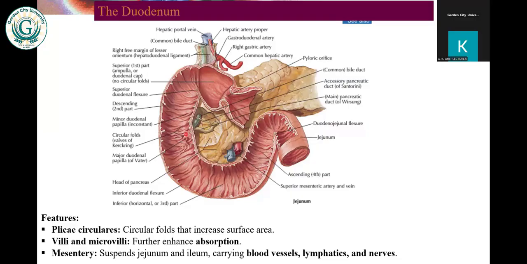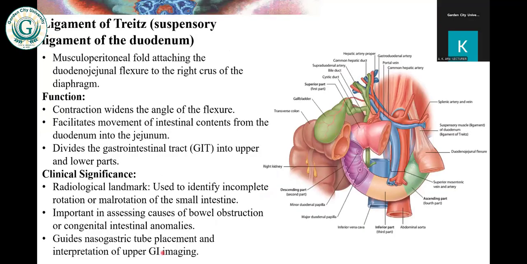So this point here, because I've written it here, let me talk about it. If you are looking at features that are essential for absorption of food, because we said that the small intestine is the primary site of digestion and also absorption of nutrients, what actually helps in this absorption? One, the circular folds. The circular folds increase the surface area. Then the presence of villi and microvilli, which further enhance the absorption.